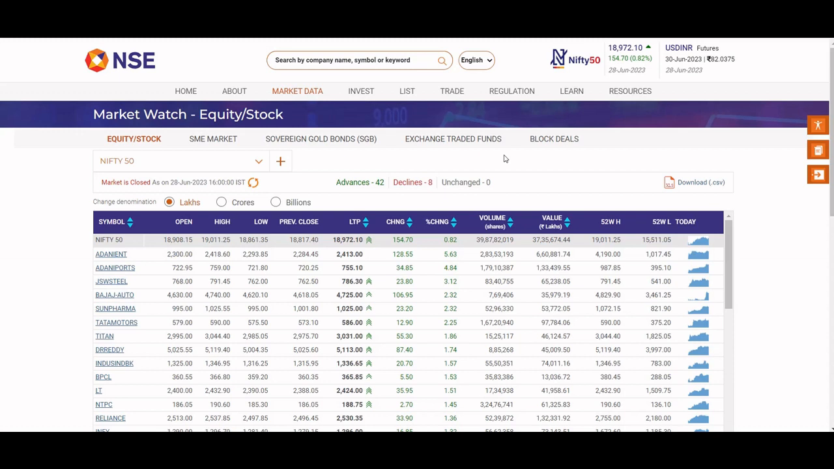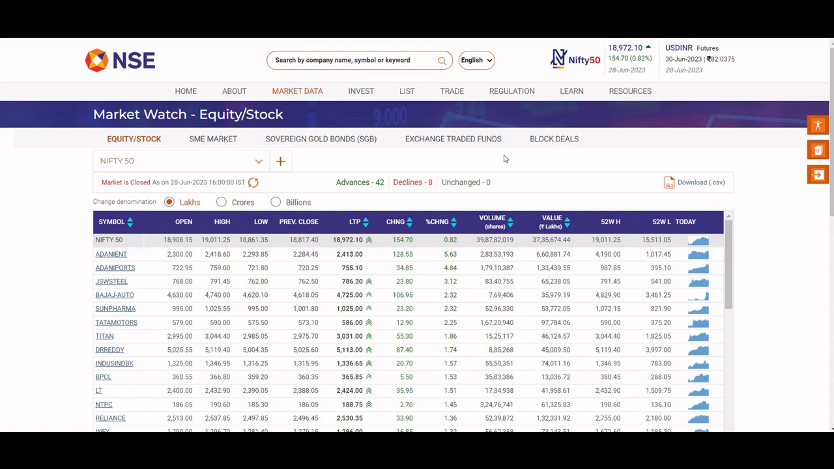But you have to be ready to keep on rolling your position after every 3 months, or even if you are willing to enter into monthly contracts, then you have to roll up or roll down your positions once the Nifty future is getting expired.